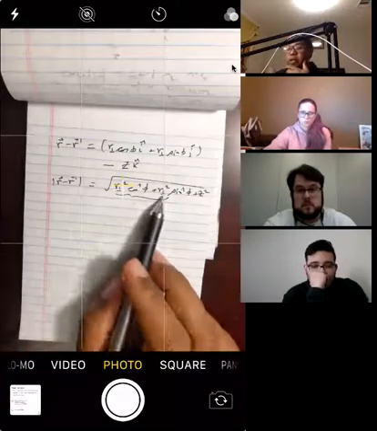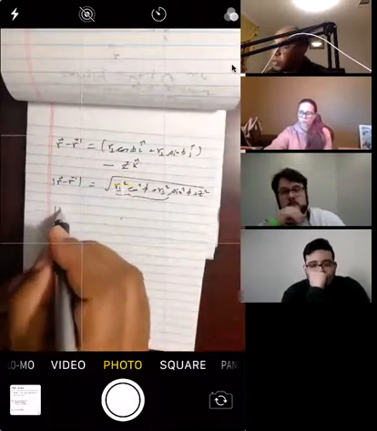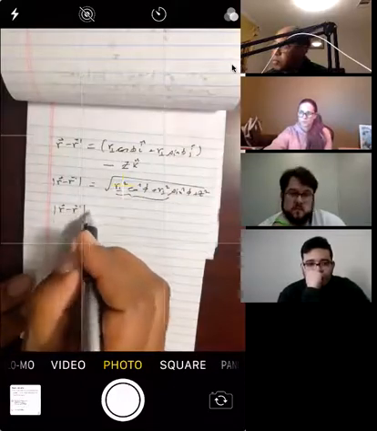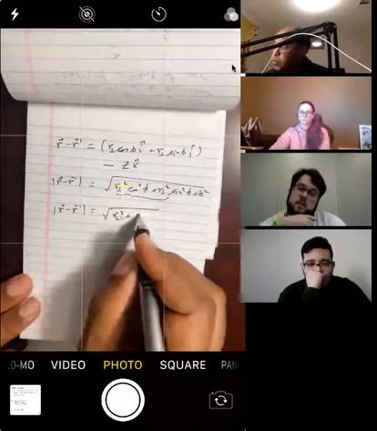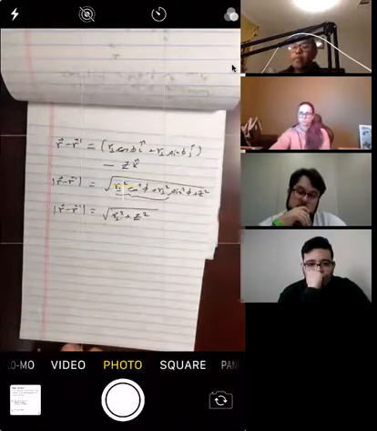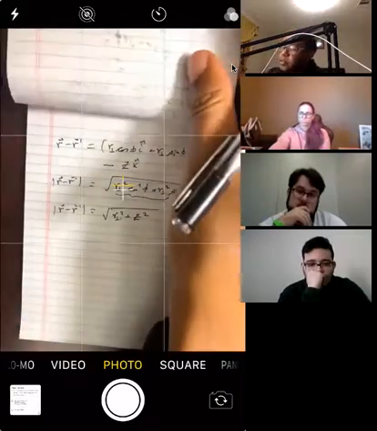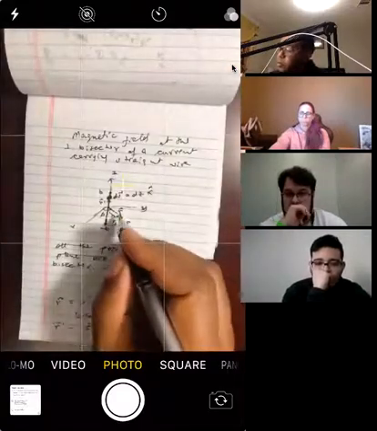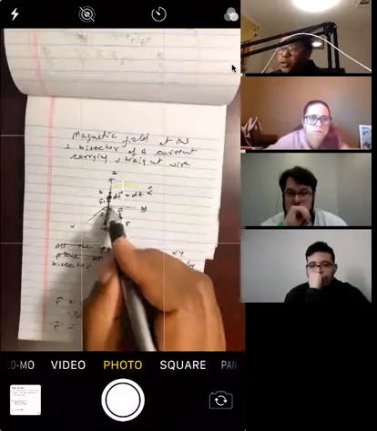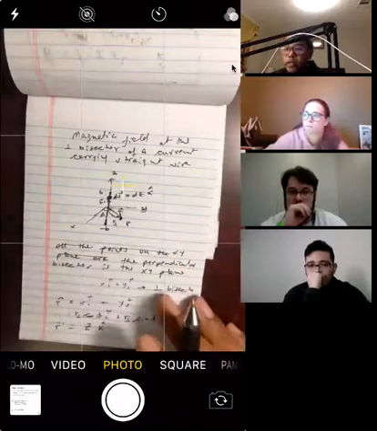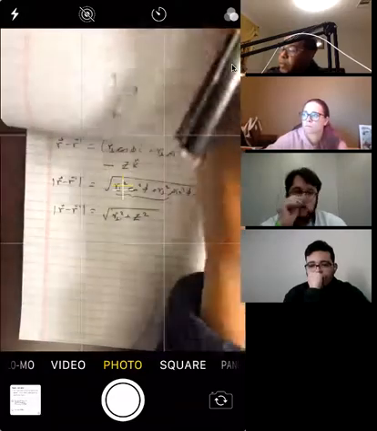Simply r perpendicular squared, right? So this magnitude over here, r minus r prime, is simply the square root of r perpendicular squared plus d squared. Okay, so that's our distance. It's basically the distance from this point to this point. You see, this is z, this is r perpendicular, this is 90 degrees over here. So it's just basically the Pythagorean theorem. Okay, so that's my distance.